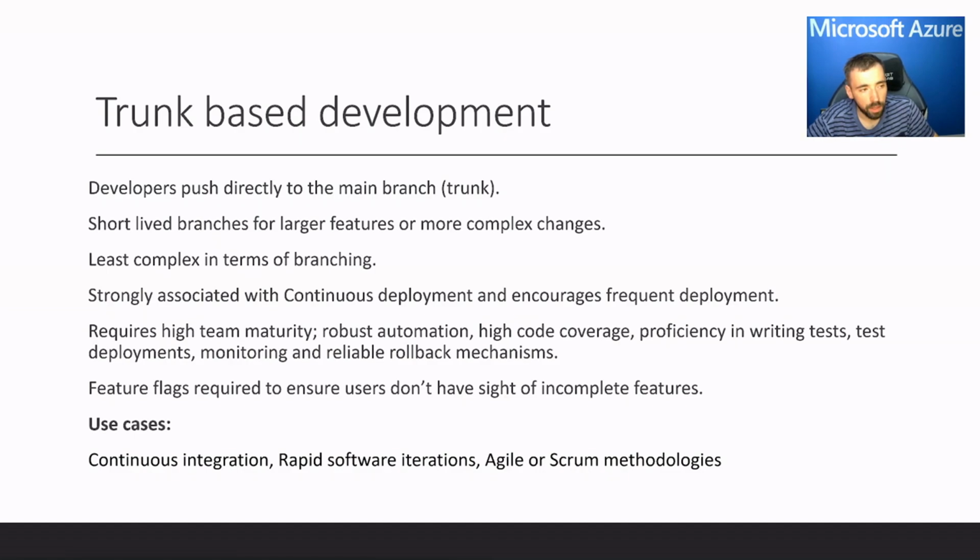Another area to consider with trunk-based development is feature flags. We don't want users to be receiving incomplete features or having visibility of incomplete features. So we'll be dependent on feature flags for controlling what the user sees, ensuring that they're not going to see incomplete features. And the use cases for TBD, trunk-based development, are continuous integration, rapid software iterations, and agile and scrum methodologies.